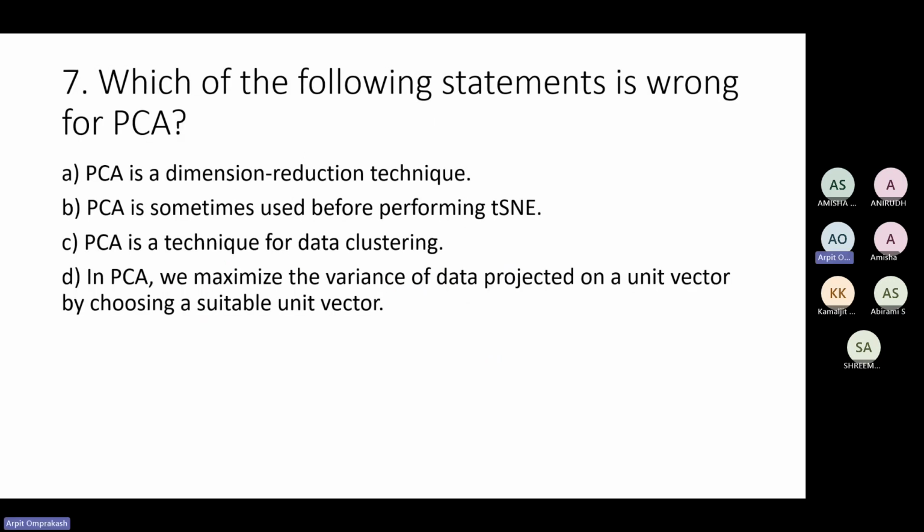Which of the following statements is wrong for PCA? PCA is a dimension reduction technique. True. PCA is sometimes used before performing t-SNE. True. PCA is a technique for data clustering. False. In PCA, we maximize the variance of data projected on a unit vector by choosing a suitable unit vector. That is basically the principle of PCA. So this is true. The answer here is C, which is false: PCA is a technique for data clustering. Okay, so that's it for the practice questions.